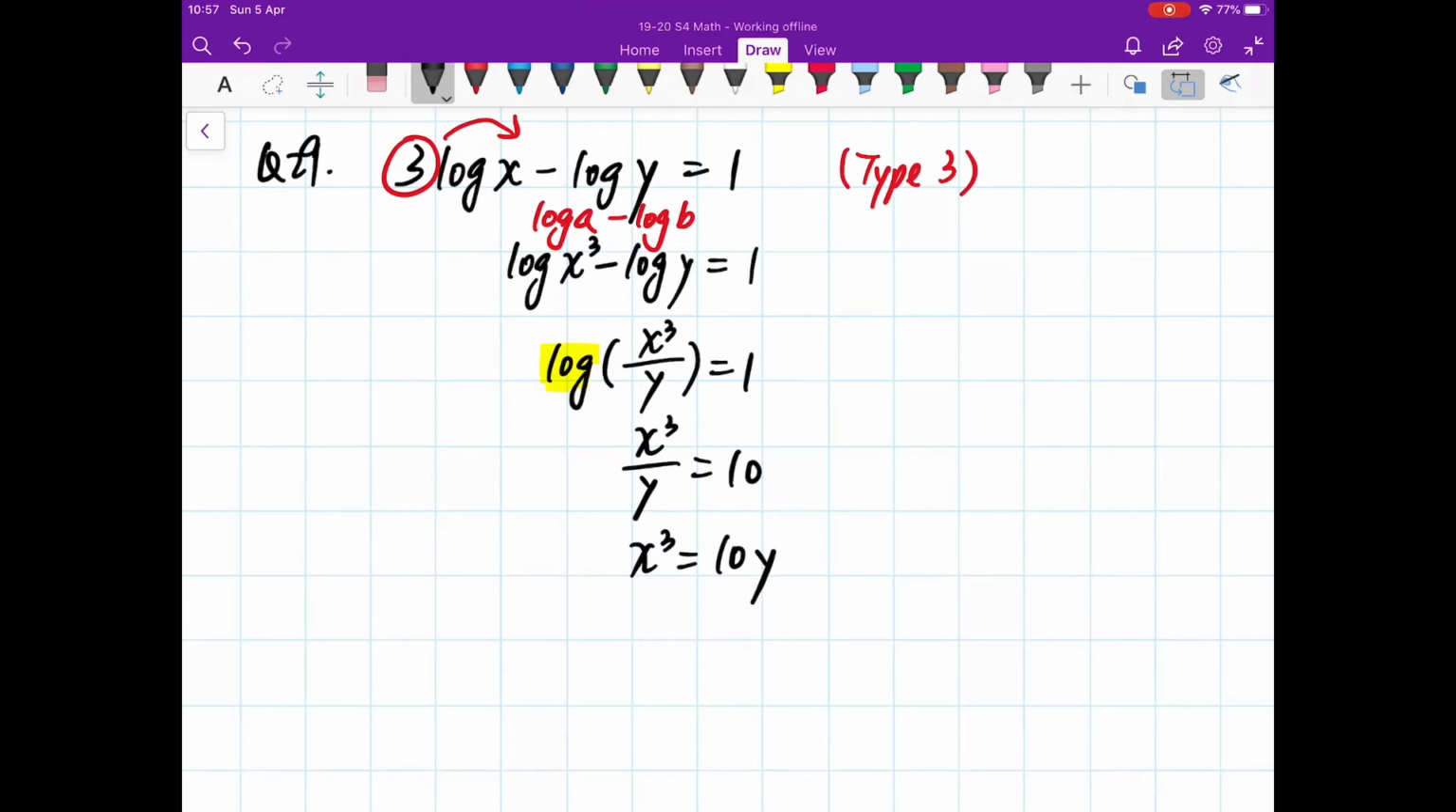But the question said we have to express y in terms of x. So that means we have to put y to be the subject, and we have to deal with the 10 in front of the y by the division so that it will be put under x cubed. And this is the final answer. Y equals x cubed over 10.